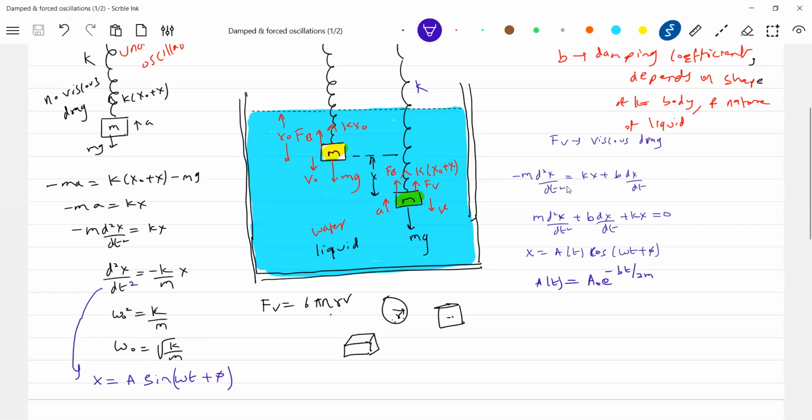Okay, so this amplitude will vary with the time. And then what about the omega? Omega is given by the formula omega naught square minus b by 2m, squared. What is omega naught? Already in the previous section we have discussed. So this will become k by m minus b square by 4m square. So this is the angular frequency.